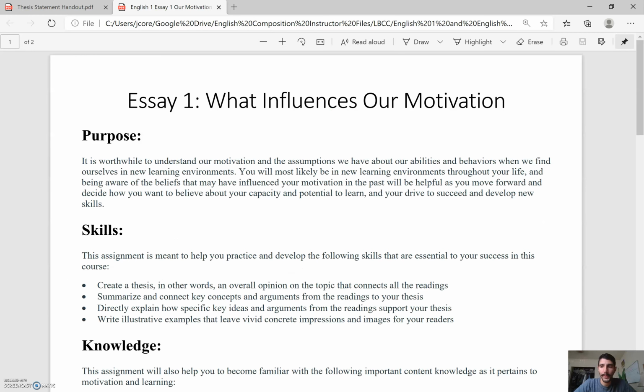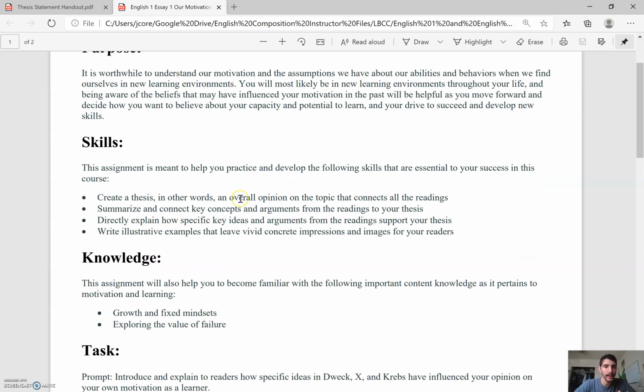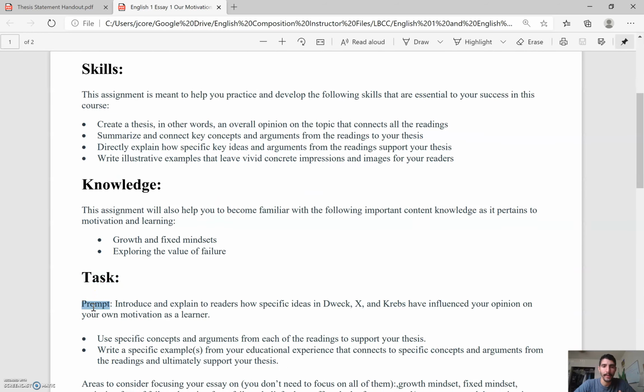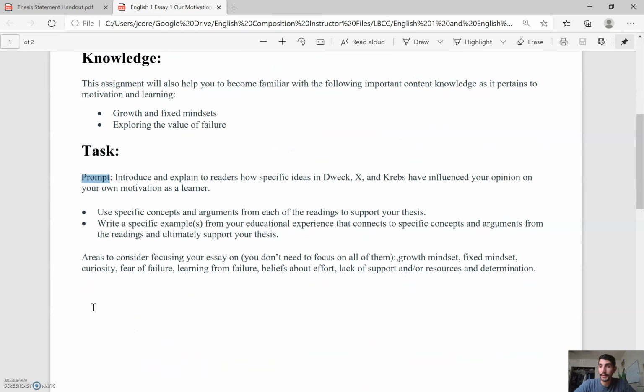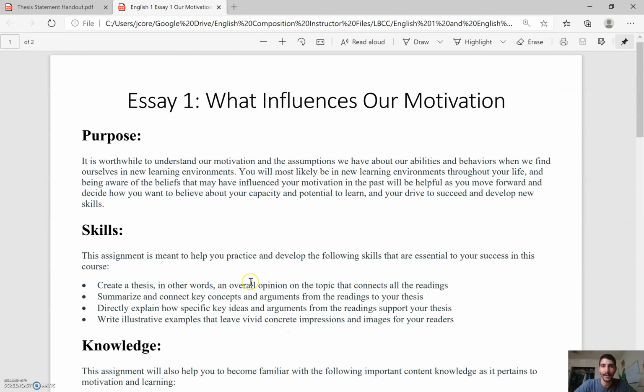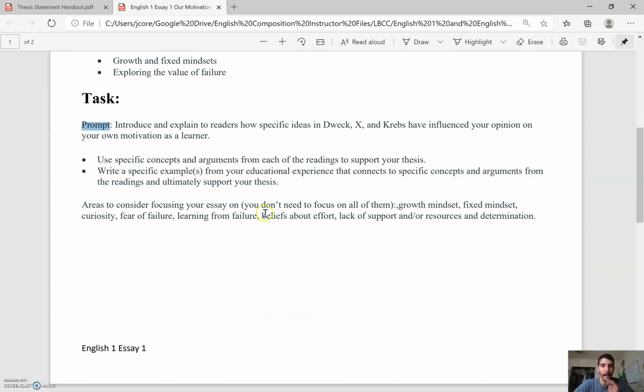So I have a prompt that I use in my English classes, and this is essay 1. Depending on the teacher that you have, sometimes finding the prompt might be a little challenging. So you always want to look for it. Sometimes it can be under something called task or prompt. There it is. But sometimes it's somewhere in the essay assignment, and you have to find where it is. So right here is a prompt, and you always want to start from this place, right? You always want to start from this specific question that you're being asked.